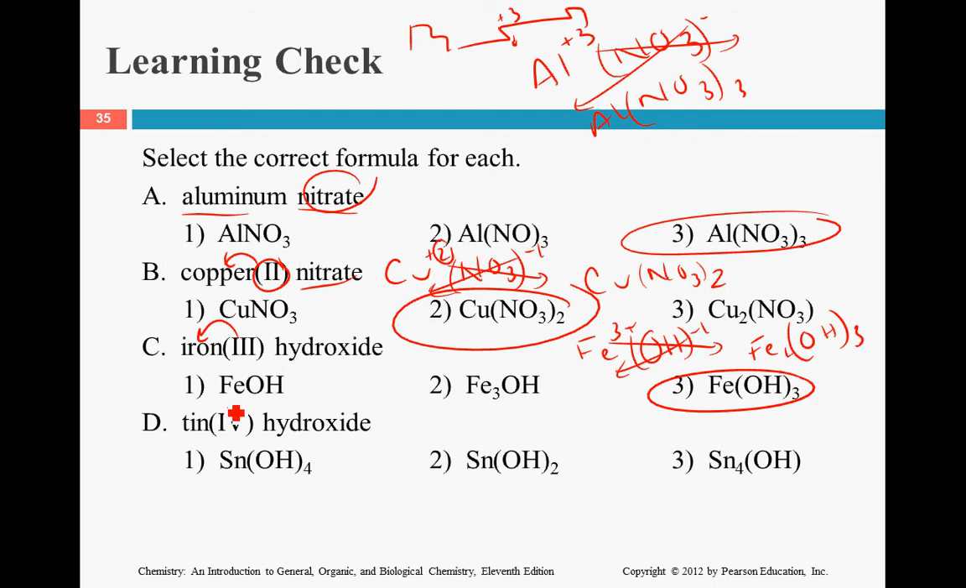And then our last one, tin 4. Tin is Sn with a +4. We just looked up hydroxide. We know that's an OH with a minus. Crisscross becomes Sn1. We end up dropping the 1. OH in the parentheses. And then because of that 4 there, a 4 comes down here.